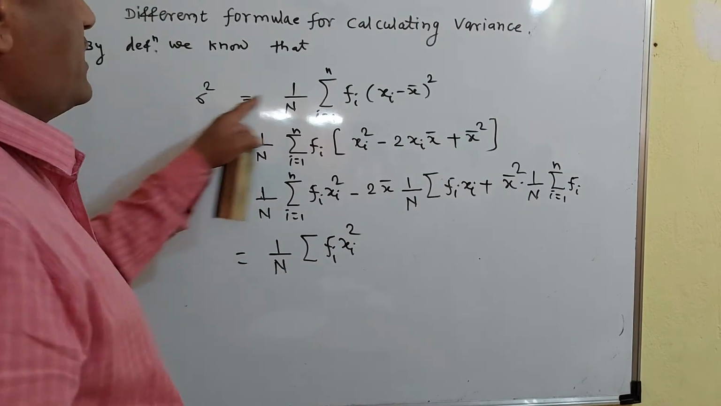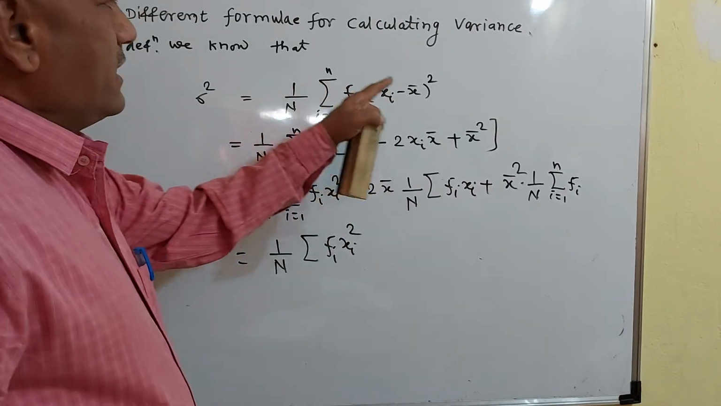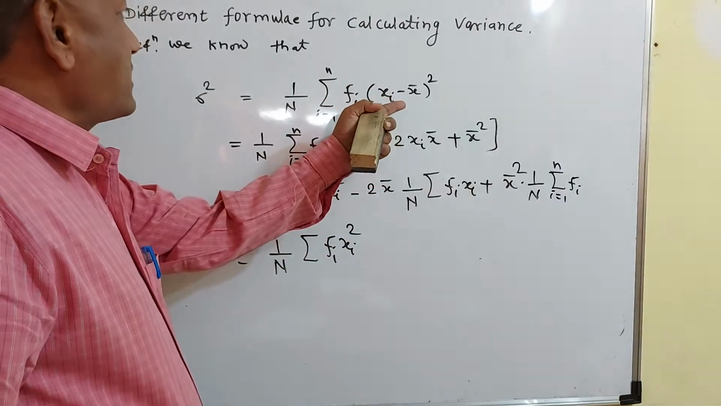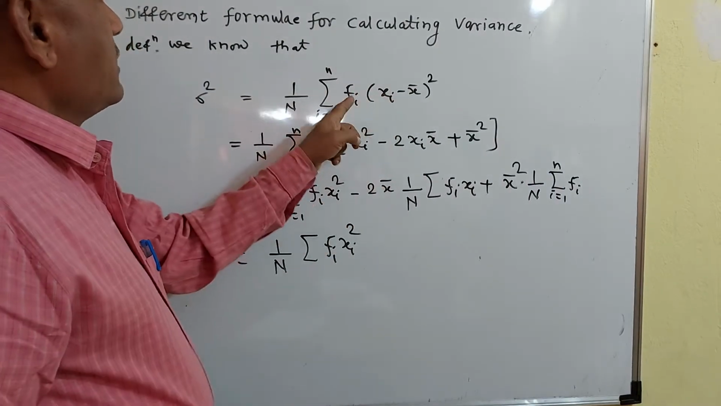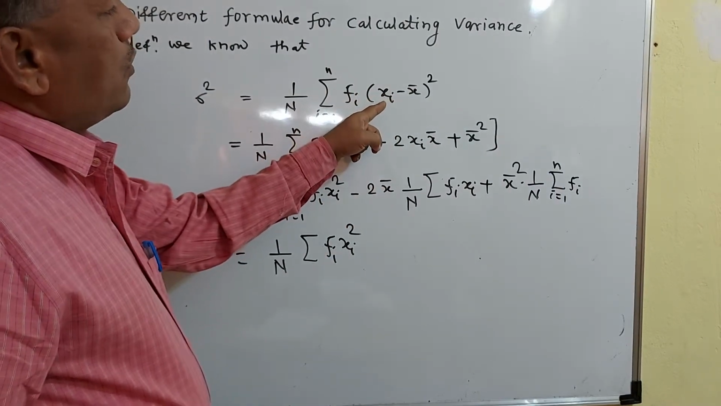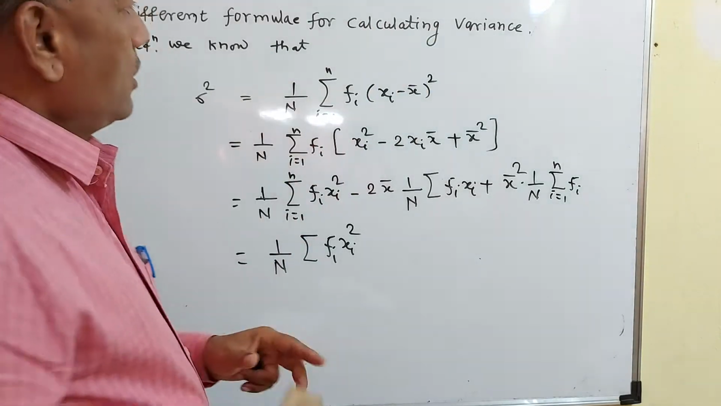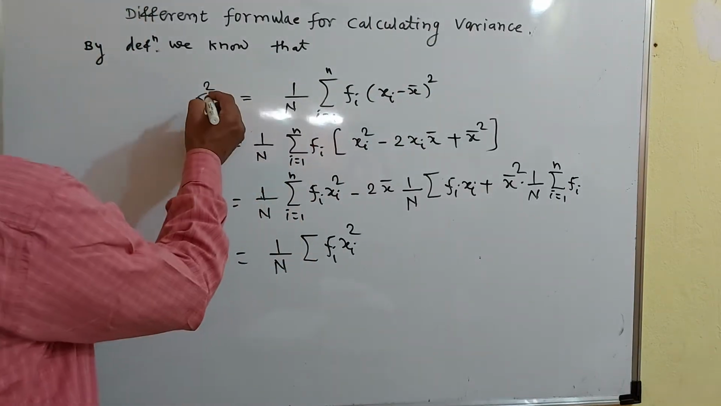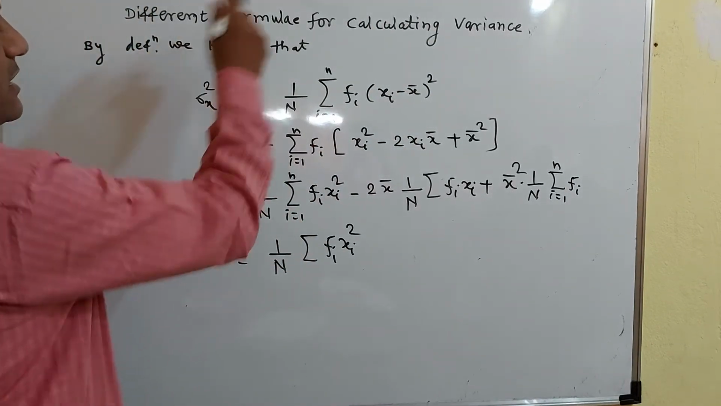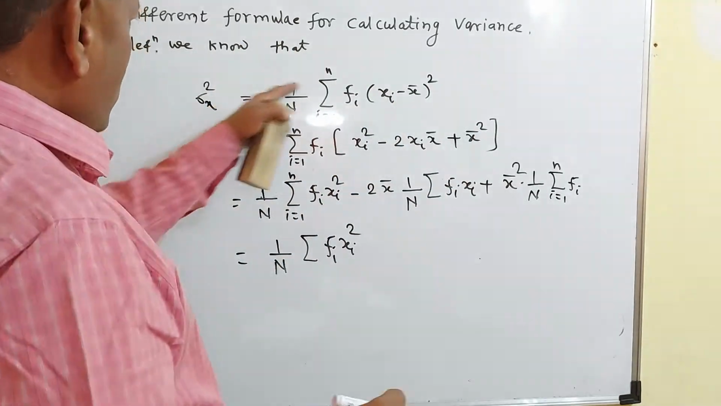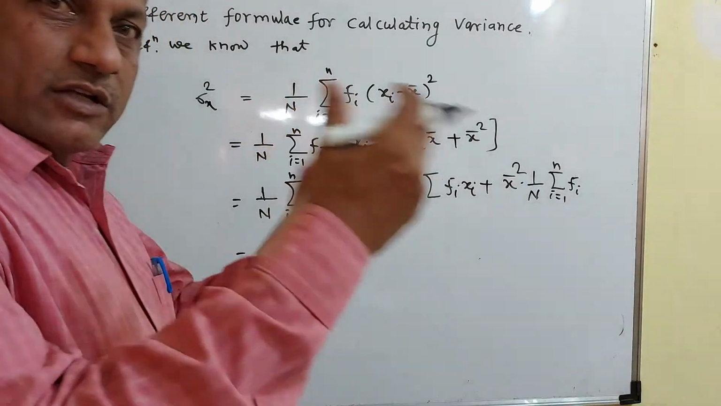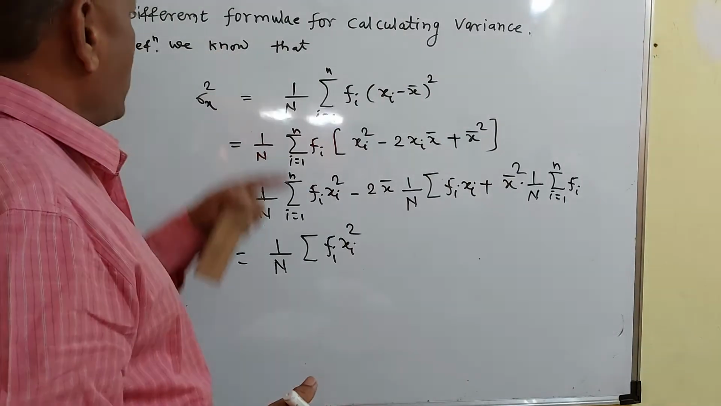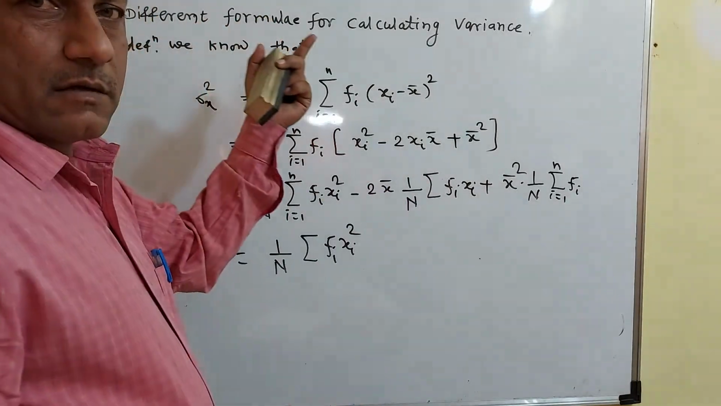Now sigma square is this. So the variable is x here. Instead of variable x, if you take variable y, summation of fi into yi minus y bar square. So precisely we can write sigma x square, sigma suffix x square, if you take the variable x; if you take the variable y, sigma y square; if you take the variable z, sigma z square, or d, sigma d square.